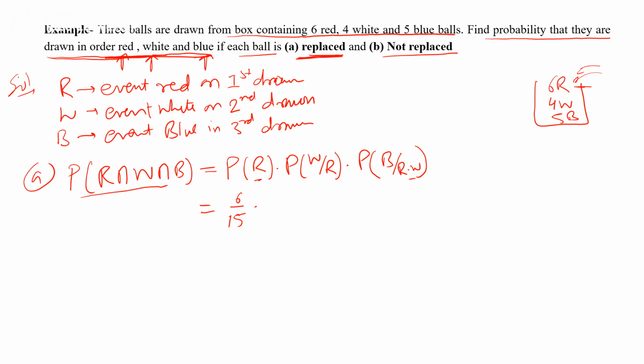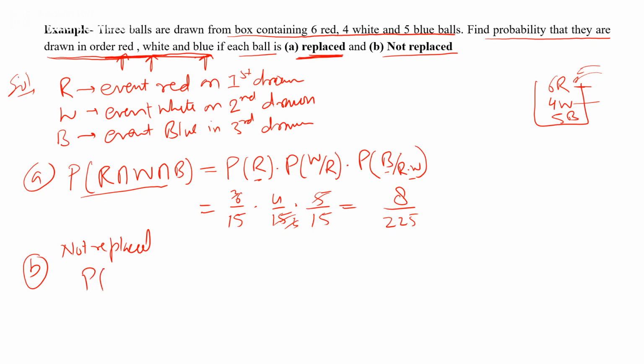Now, since we are replacing, the probability of a white ball when a red ball is drawn: how many white balls do we get? 4 by 15, and the blue ball is 5 by 15, because the number of balls is not reduced, we just replace the balls after drawing. So after multiplying this we get 8 by 225. Now the second condition, that is the case of not replaced.